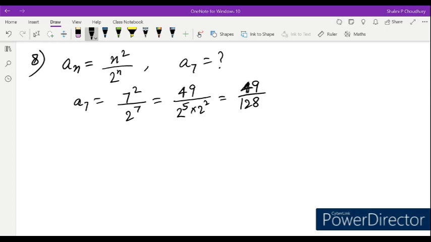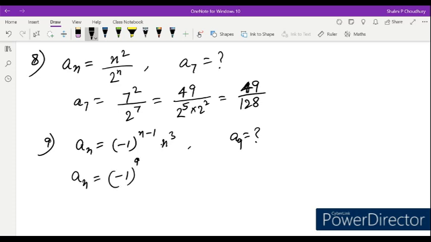Okay. So now next question is question number 9. An will be equal to minus 1 to the power n minus 1 into n to the power 3. We have to find out the value of a9. So a9 will be equal to minus 1 to the power 9 minus 1 into 9 to the power 3. So minus 1 to the power 9 minus 1, that is 8, so it will be plus, and 9 to the power 3 will be 81 into 9, so it will be 729.